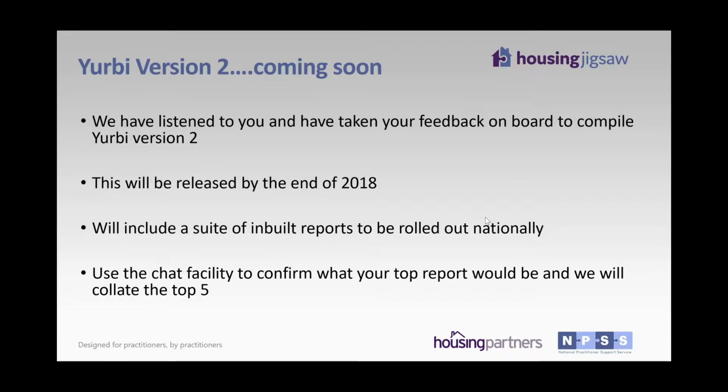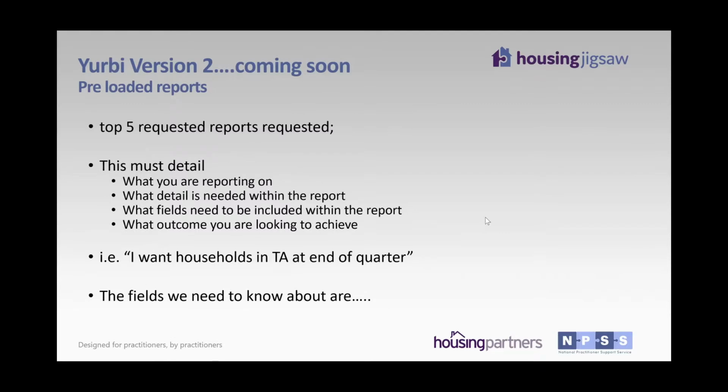To help us with confirming which reports we should write, which ones you would find most useful, what we'd like you to do as part of the chat today, or follow it up with an email if it's easier, but it would need to be within the next week or two, is to let us know what you would find to be the top report that you would like us to write for you. And then we'll collate the top 5 of those, and we'll add at least those 5 into YRBI 2 before we release it. So just to be clear, what we're looking for is your top 5 requested reports.